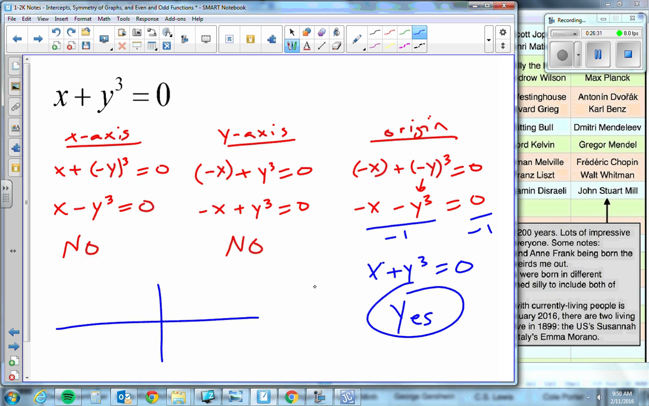If I graph this thing, I could either write this as x equals negative y cubed, or I could also write it as y equals negative cube root of x. It's a cube root function, but it's flipped vertically. And so it does have origin symmetry. And look at it. If I try to reflect it across the x-axis, take this point and reflect across, there's nothing there. It doesn't have x-axis symmetry. Reflect across this way, it doesn't have y-axis symmetry, right? It just has origin symmetry.